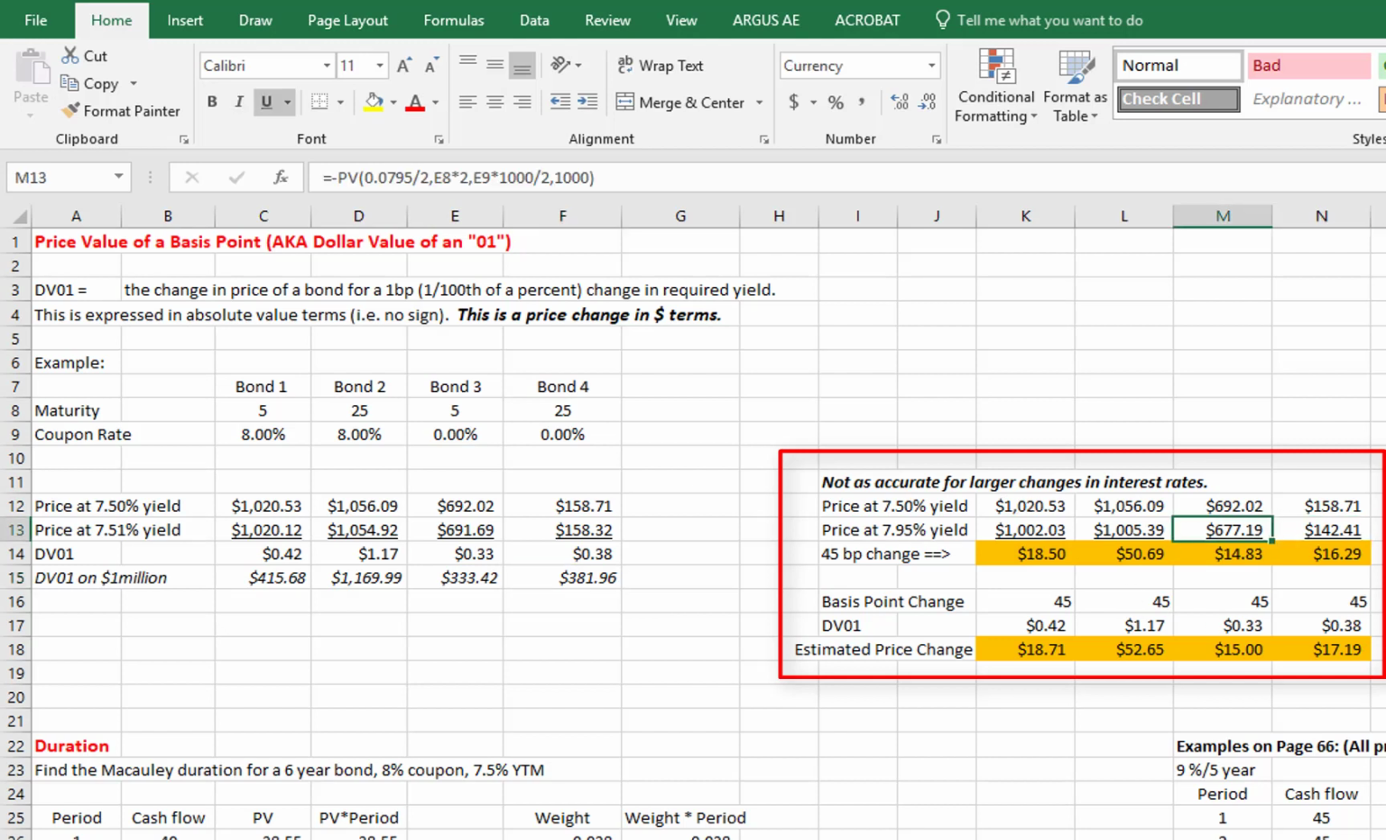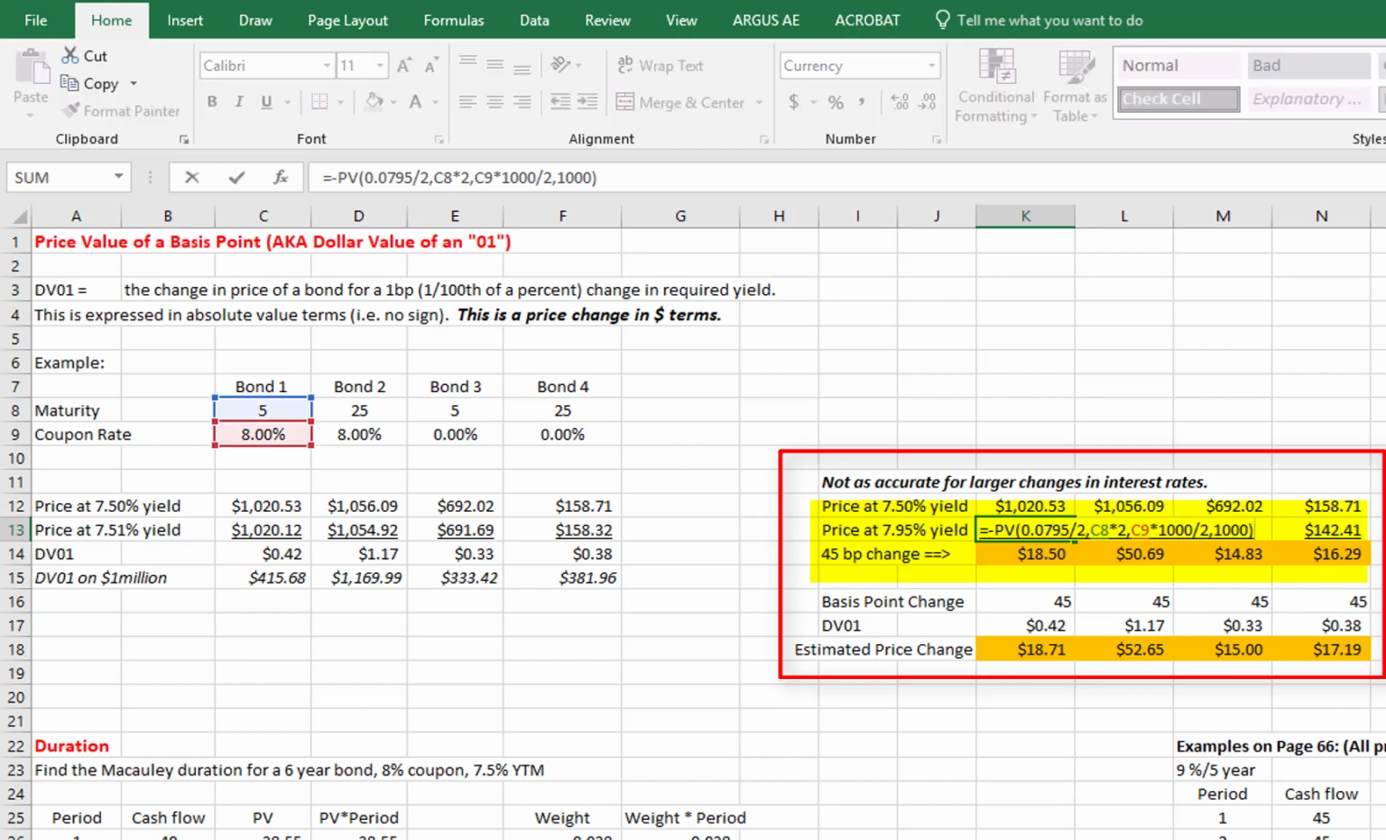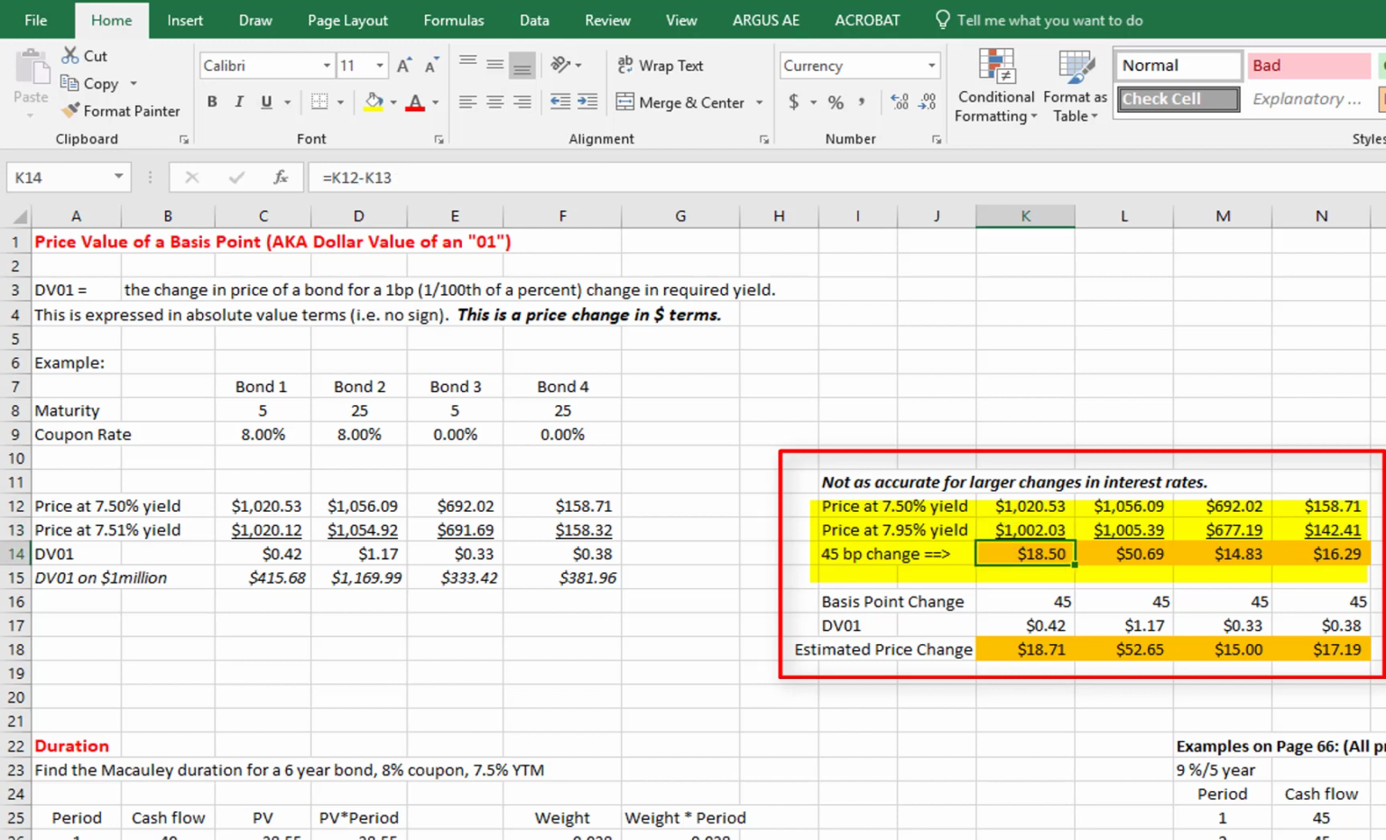So if I look at the 1,020.53, we calculated that a few minutes ago. Now if I increase the required rate of return on this bond to 7.95%, looking in the formula there, my price goes down to $1,002. My price change is $1,850. If I was just going based off of the DV01s, I would calculate a price change of $1,871. So we're close, but we're not where we ought to be.